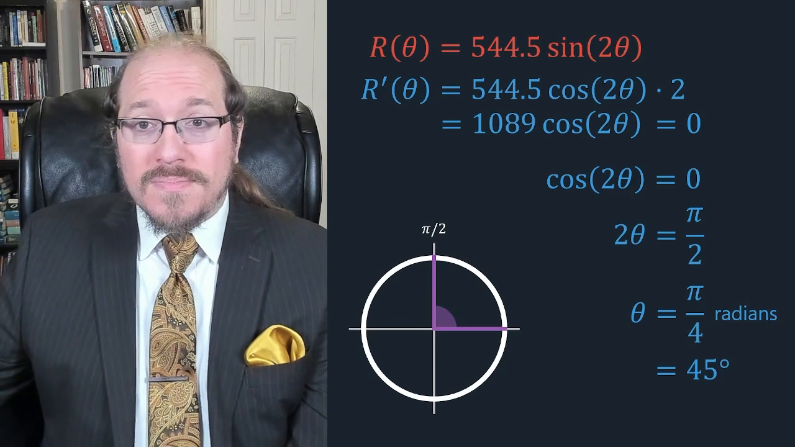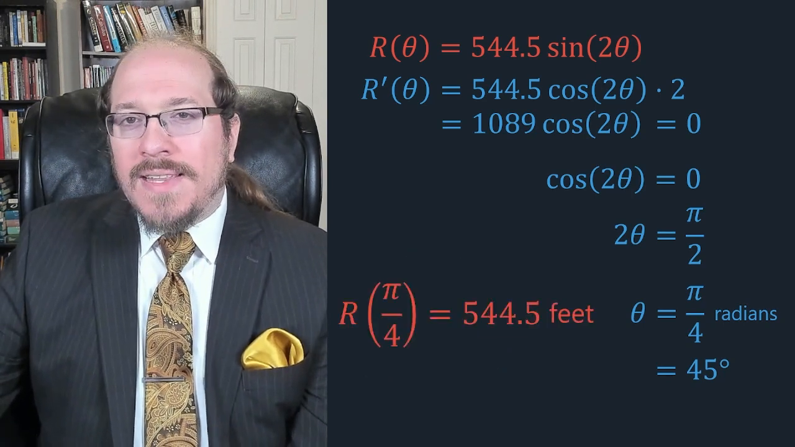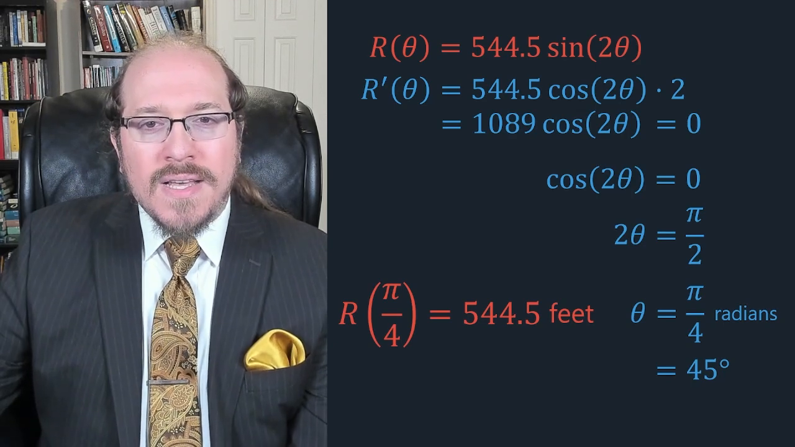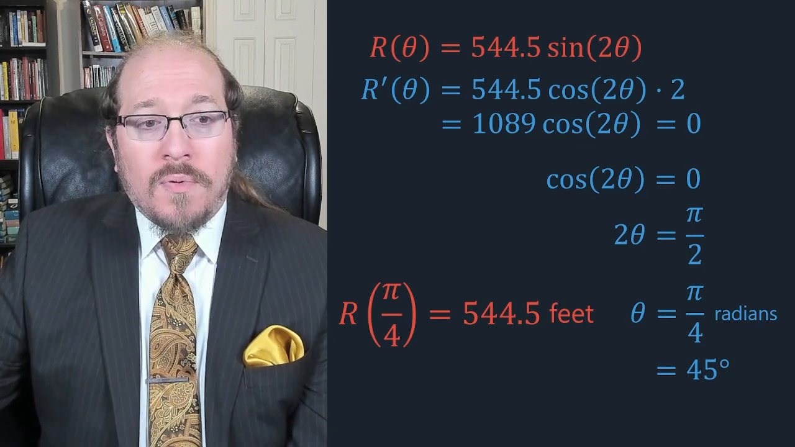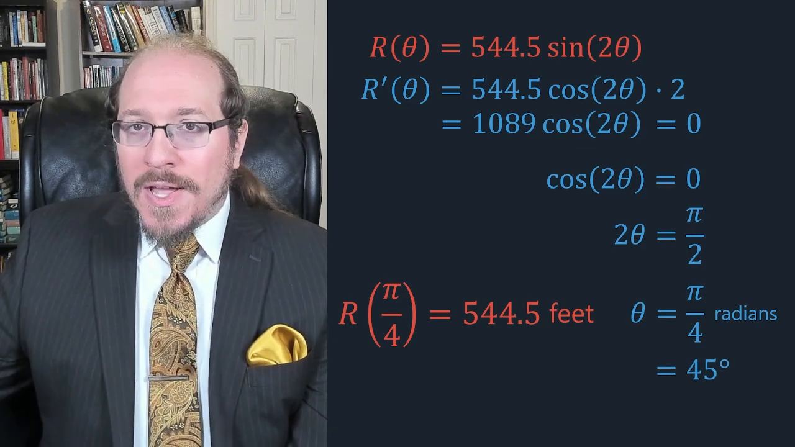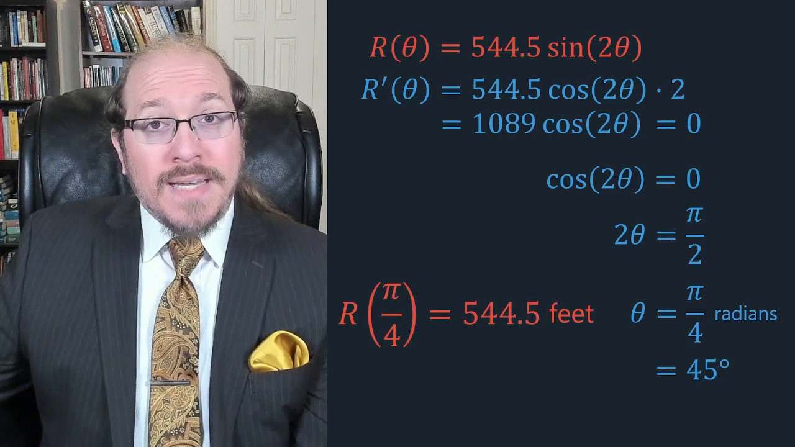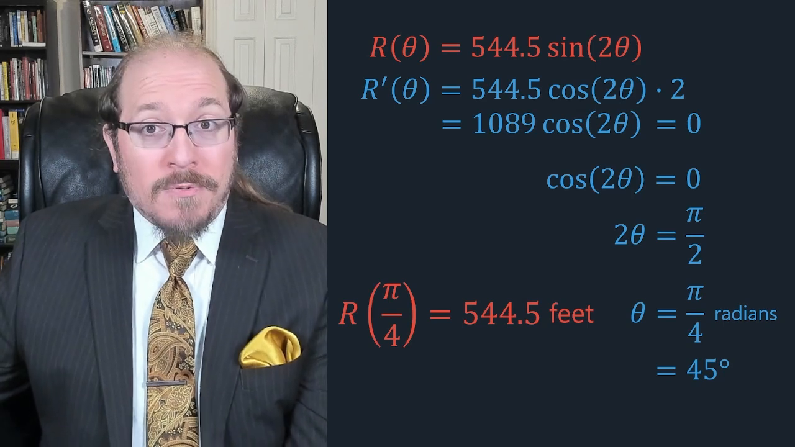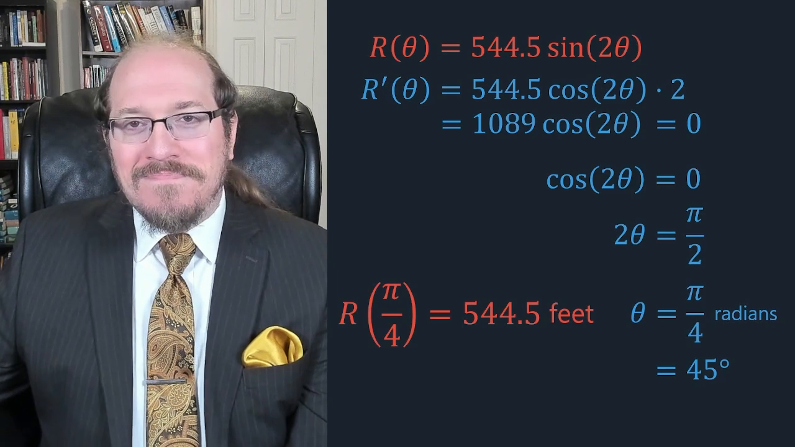If we plug that back into our range function, we find that if we manage to hit the ball at an angle of pi over 4 radians, it should achieve a maximum range of 544.5 feet. By the way, for comparison, the longest verifiable home run in Major League Baseball was about 575 feet by Babe Ruth, so we're at least in the right ballpark, if you'll pardon the pun.